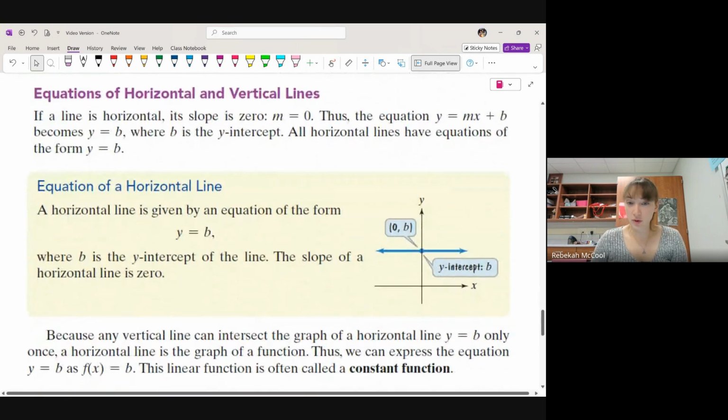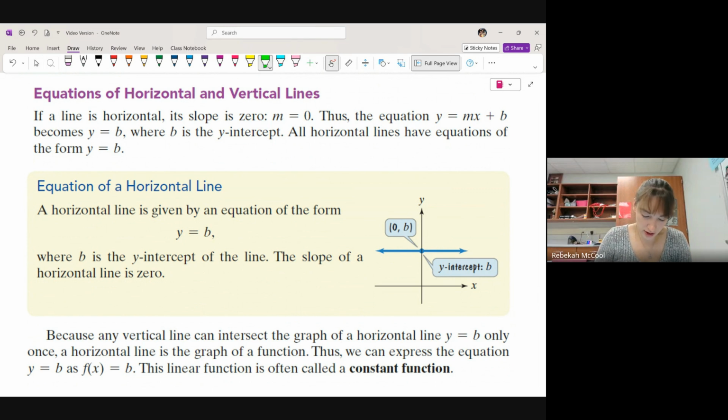We saw those kind of weird slopes of the horizontal and the vertical lines. If a line is horizontal, its slope is 0. So the equation y equals mx plus b becomes y equals b, because 0 times x is still going to be 0. Anytime we have a horizontal line, it's going to be a y equals equation. The way you can think about it is, if you have a horizontal line, it runs into the y-axis, so it has to be a y equals equation.